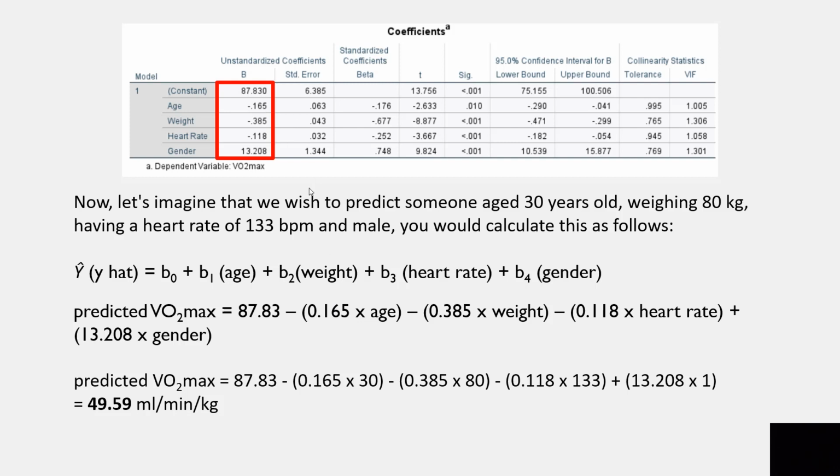1.65 rather, that's this beta, times age, which we haven't put in yet, minus, because this is also negative, 0.385 times weight, minus, also because this is negative, same thing, plus 13.208 times gender. So now let's plug it in. 30 years old times 30, 80 kilograms times 80, 133 beats per minute times 133, and then male is the ones. And we calculate all that out, and we get 49.59 is our predicted VO2 max.